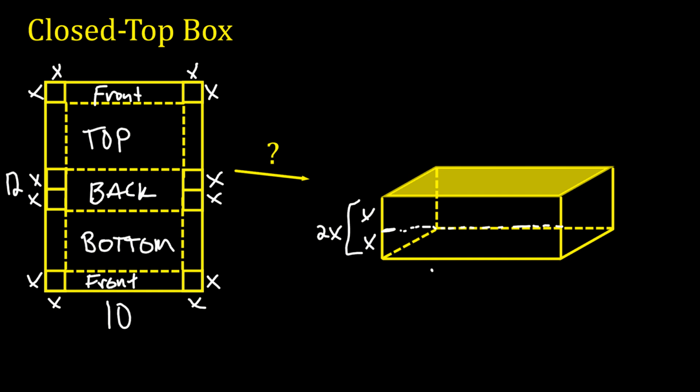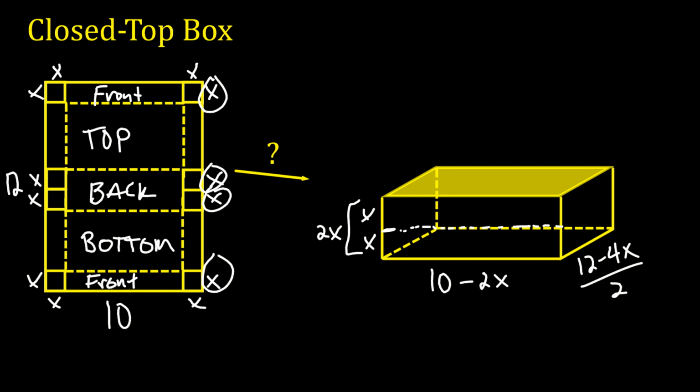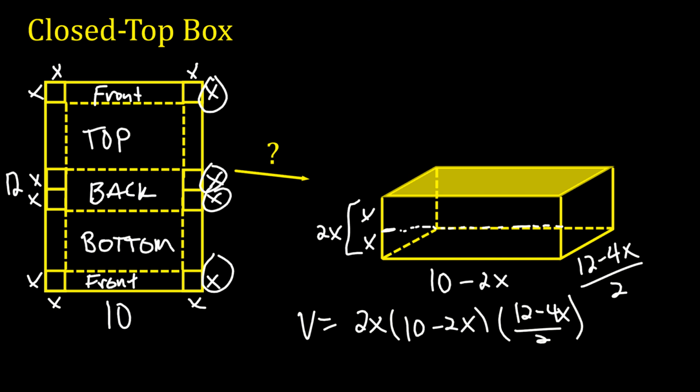So what do we got? We've got 10 minus 2x for the length here. Same thing, that hasn't changed. But this time we've got 12 minus 4x. We cut off 1, 2, 3, 4 x's off of that 12 side, and then we divide it by 2. So the volume of this box, we would use the expression 2x times 10 minus 2x times 12 minus 4x over 2. If you rewrote this last one as 6 minus 2x, that would be just fine.